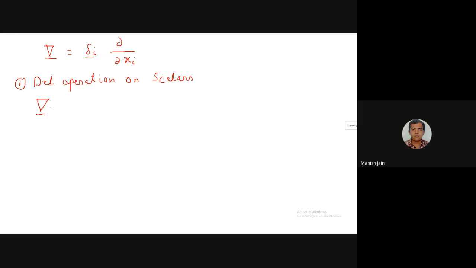So, del operation on s, where s is a scalar quantity. It can be written as ∂s/∂x1 e1 plus ∂s/∂x2 e2 plus ∂s/∂x3 e3. Okay, this is for the scalar quantities. Now for the vector quantities, you have different operations.